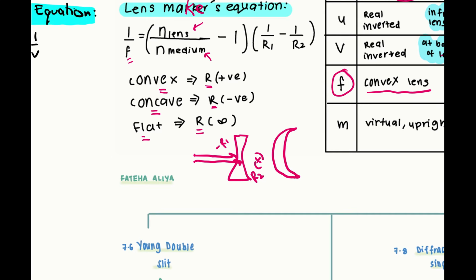If you take the next example, this is a convex meniscus. Here R1 is convex, so it is positive, R1 positive. R2 is also convex, so R2 is also positive.